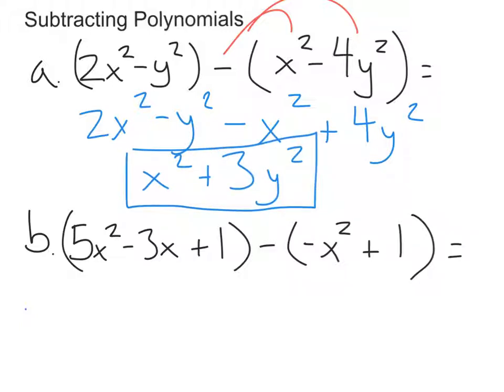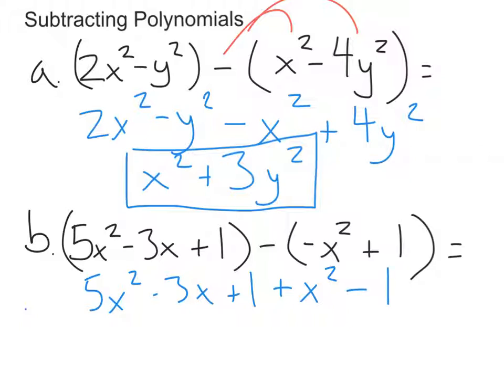Same idea down here. This minus is going to go to both pieces, so let me rewrite it. We have a 5x squared, oops, it's a bad x, 5x squared minus 3x plus 1, and then minus minus, this will be a plus x squared, and then a minus plus 1 will be a minus 1. That's what it looks like after you distribute that negative.